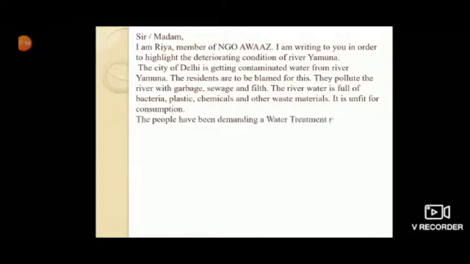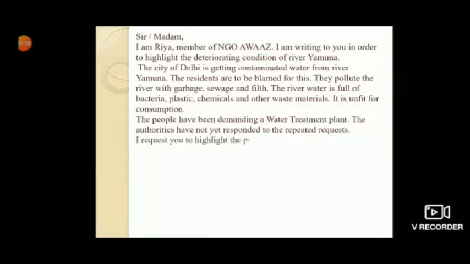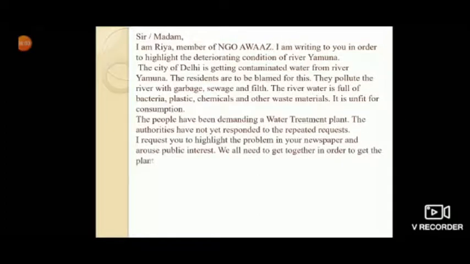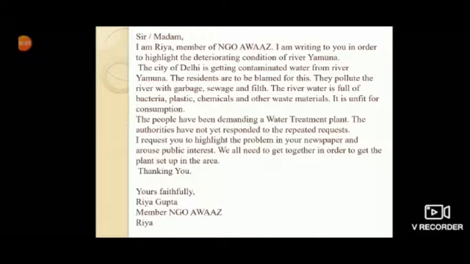The residents are to be blamed for this. They pollute the river with garbage, sewage and filth. The river water is full of bacteria, plastic, chemicals and other waste materials. It is unfit for consumption. The people have been demanding a water treatment plant. The authorities have not yet responded to the respected requests.